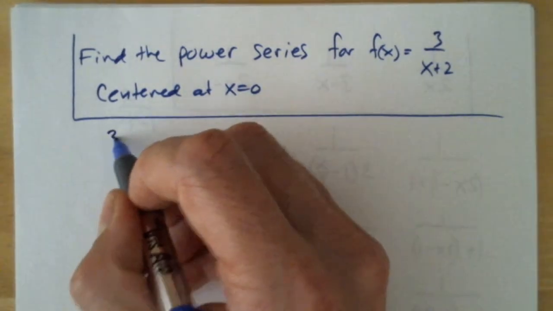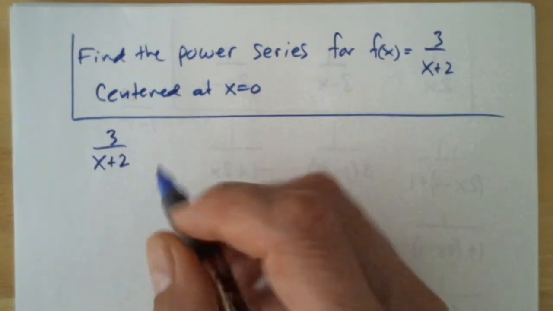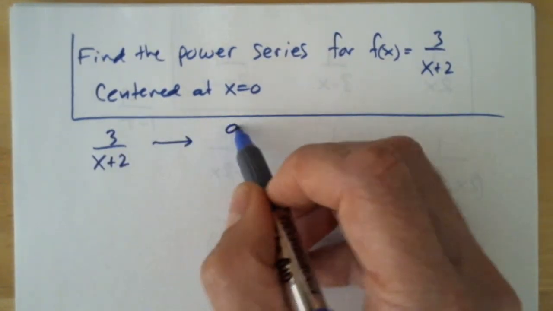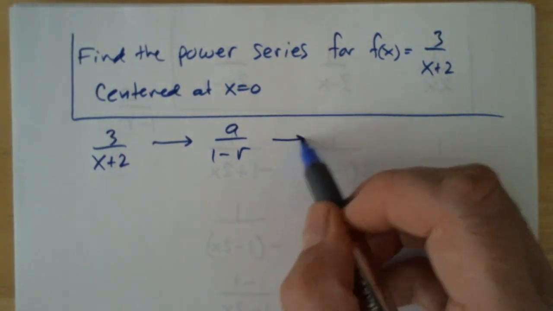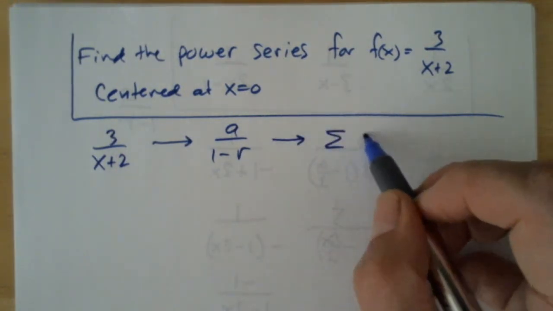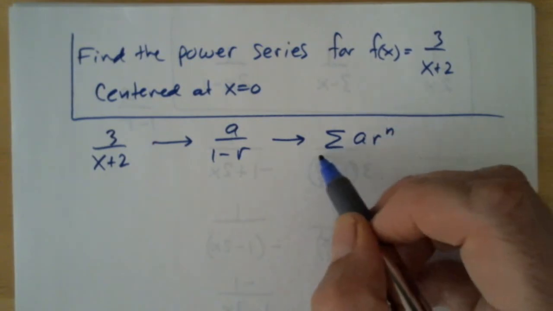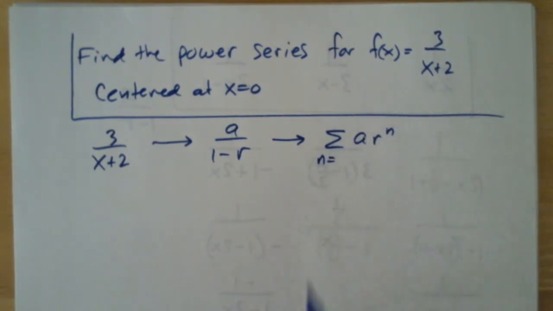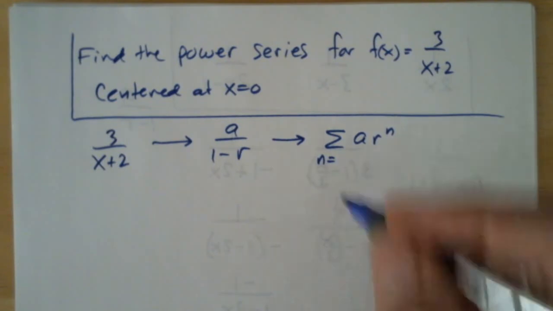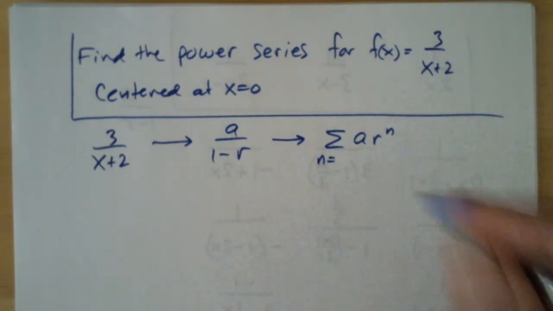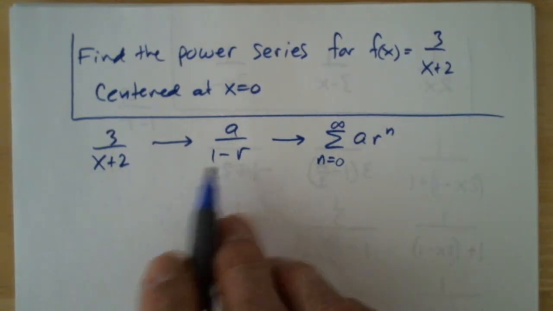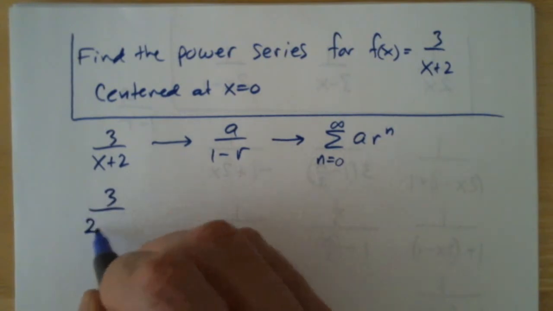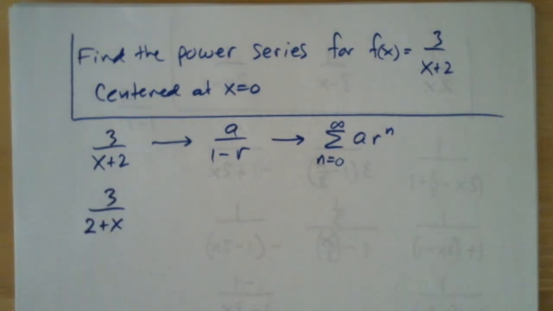So we have this, and we want to make it look like this, and then from that we can do this, the sum of ar^n from n equals 0 to infinity. So we need to make this look like that, and let's start by doing that.